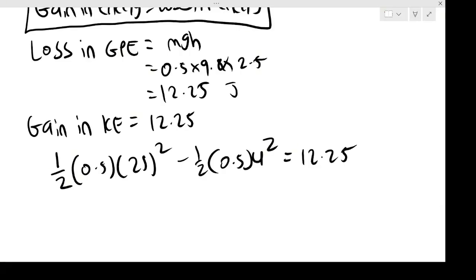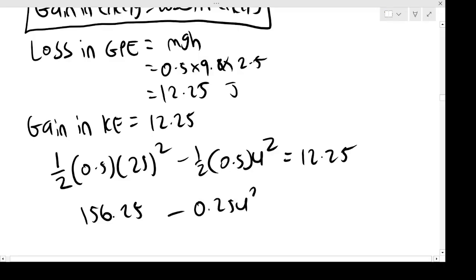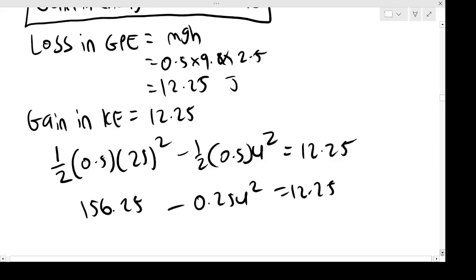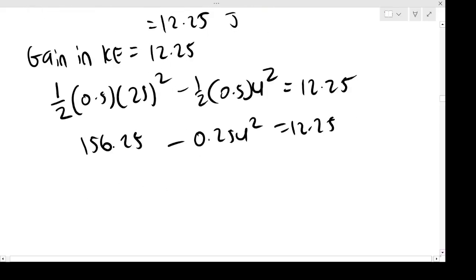Okay, so that's my gain in kinetic energy here. So we work all this out: half of 0.5 times 25 all squared is going to be 156.25. Take away a half times 0.5, which is 0.25 u squared, equals 12.25. We just solve this for u now. It's a simple equation to solve.